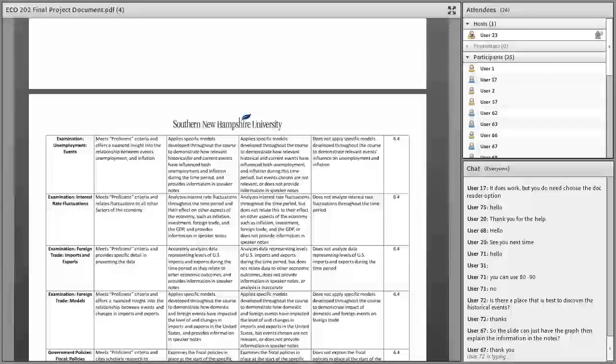And in the speaker notes of the interest rate fluctuations, you have to explain how changes in interest rates will affect other factors of the economy. So what it wants to know is, when interest rates go up, what happens to inflation? What happens to unemployment? What can happen to the GDP? What happens to investments? What happens to foreign trade? Those are the elements that are specifically included in the rubric. When interest rates go up, the exchange rate for the dollar can change, and that is why foreign trade is affected.